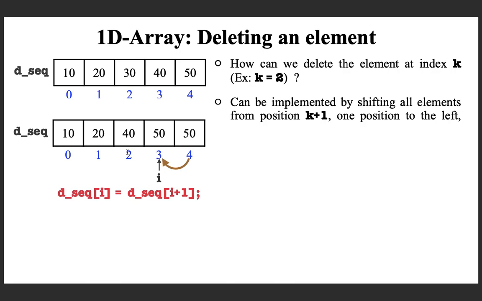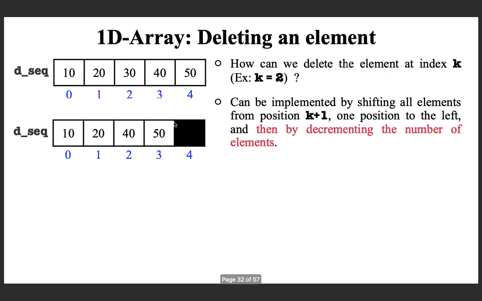From k all the way up to here, you already copied the last element to the second last position. You are done. Now what you should do? You don't want to remember about this element, which is now not meaningful. So you just forget about this. How will you do that? You just decrement the number of elements by 1. That's what you do. Then decrement the number of elements. So this is how you can delete.